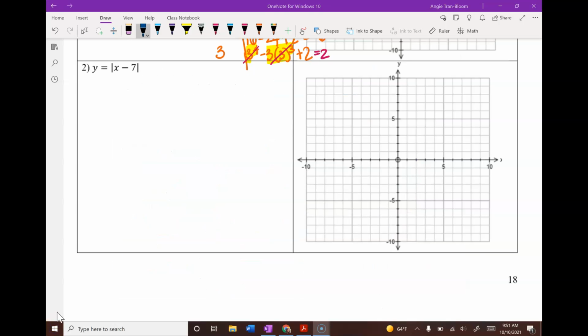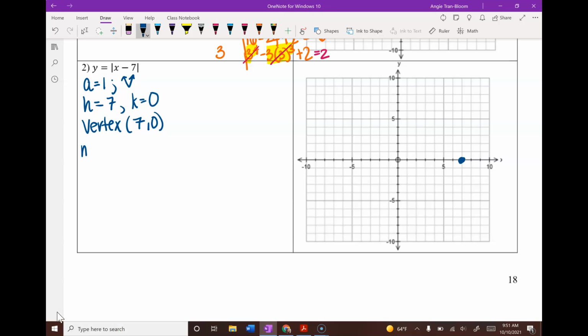Example 2, y equals absolute value of x minus 7. So as you can see, this is an absolute value function. Let's identify a, it's 1. Well, that's a positive a, so we know it opens up. Now, if you know that, you can find the vertex right away. h is going to be 7, k is going to be 0. So students, your vertex is going to be 7, 0. We can plot that immediately.